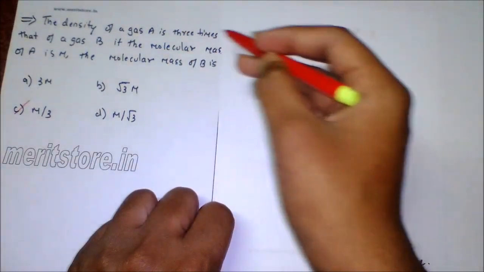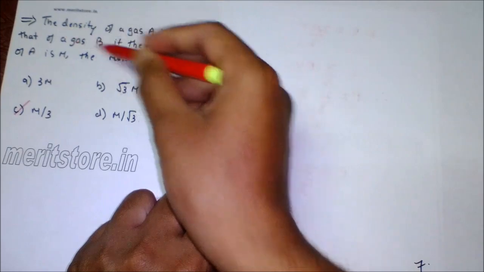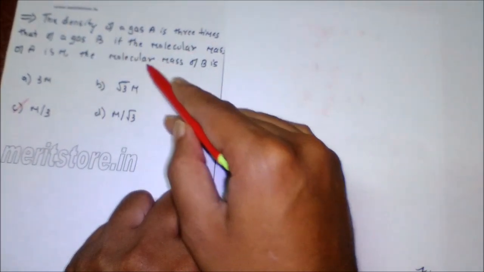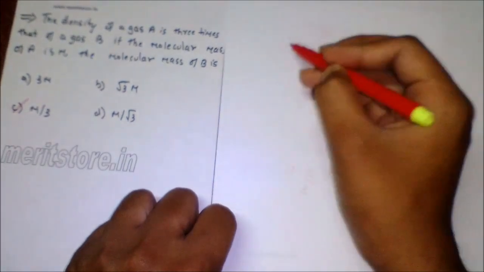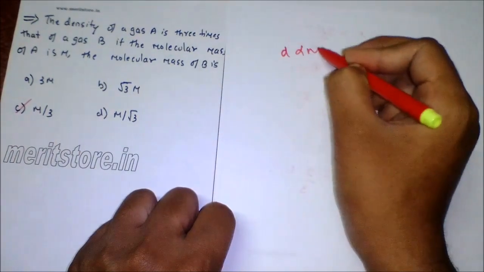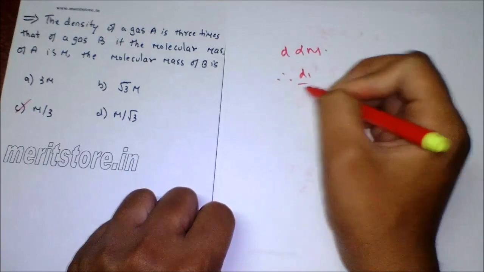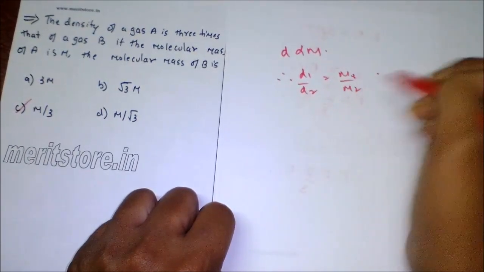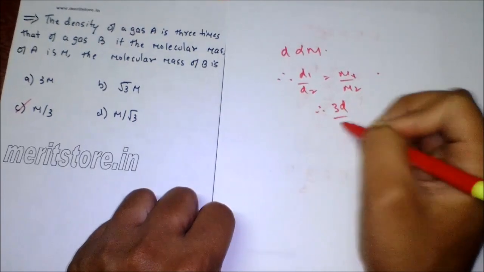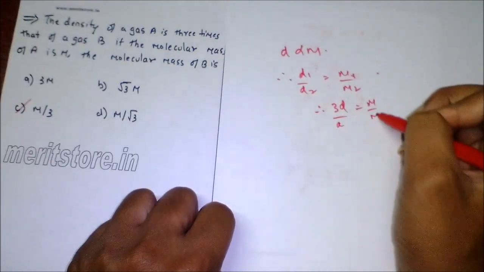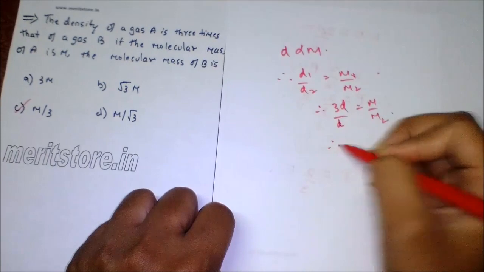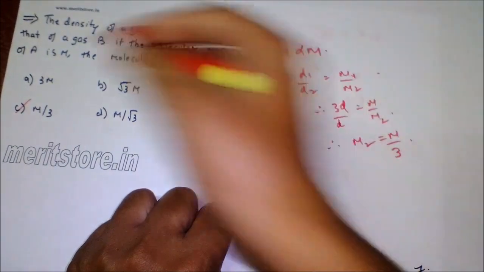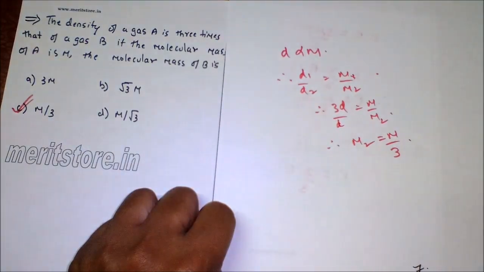The density of gas A is 3 times that of gas B. If the molecular mass of A is m1, the molecular mass of B is, we know that density is directly proportional to mass. Therefore d1 upon d2 is equal to m1 upon m2. Substituting the values, 3d upon d is equal to m upon m2. We have to find m2, cross multiply, m2 is equal to m/3. So option C is the correct answer.